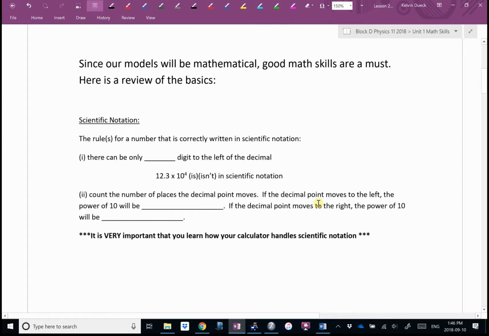Here's a review of some things. Scientific notation. Here is an example of a number in scientific notation. 6.36 times 10 to the 12. You can write that down if you want or not. Here is an example of a number that is not in scientific notation. 64.2 times 10 to the third. What's the difference between those two? Why is that second one not in scientific notation?